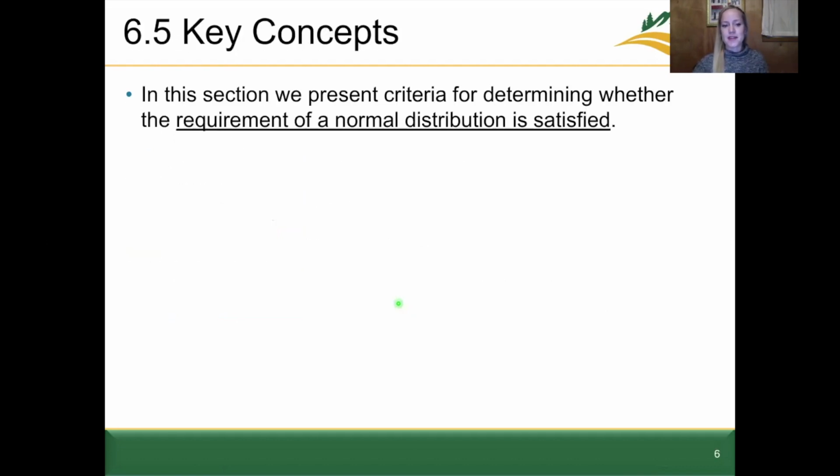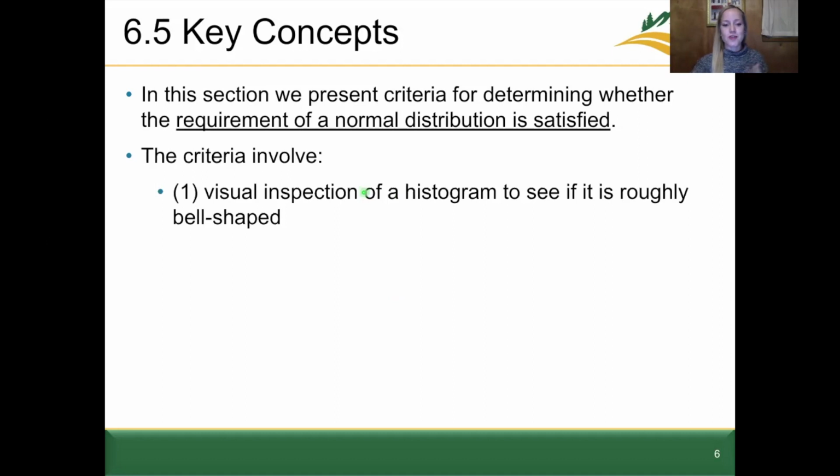So in 6.5, the key concepts in this section, we will present criteria for determining whether the requirement of a normal distribution is satisfied or not. These criteria involve 1, visually inspecting a histogram. That means we have to have a histogram to visually inspect. We have practiced making histograms so far in the course. If we make that histogram, see if it's roughly bell-shaped, this is what's meant by visual inspection.